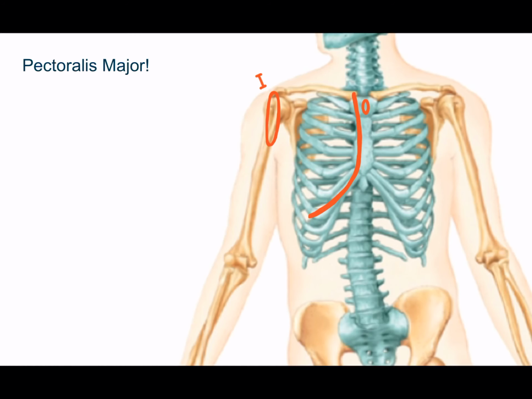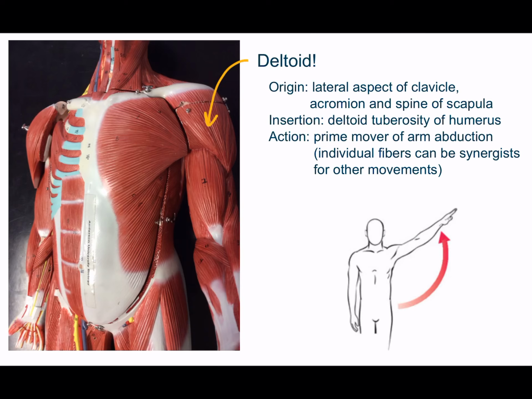So you see how it forces the insertion towards the origin. So it's going to pull the arm inward, downward, whatever it needs to do. If your arm's up, it's going to pull it down. If your arm is kind of up here, it's going to pull it back down. So yeah. The deltoid, that was probably a terrible noise, I apologize.